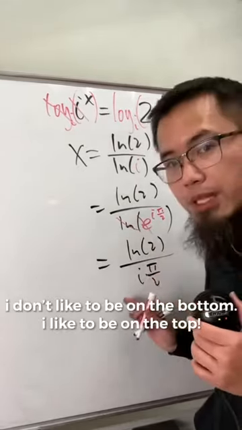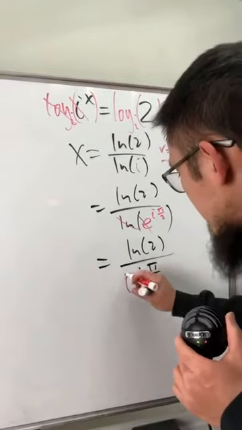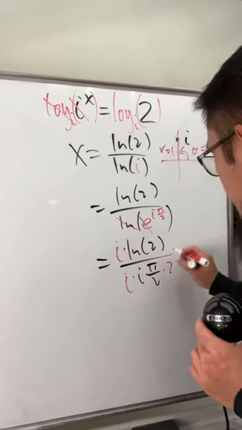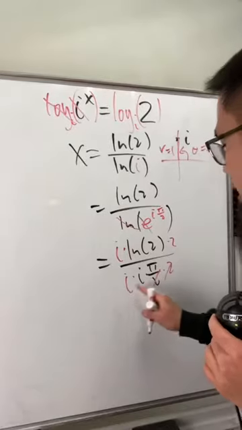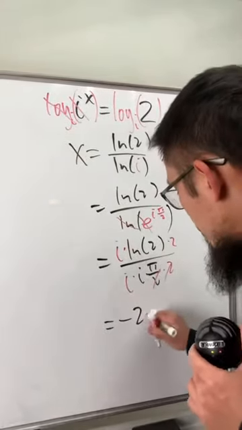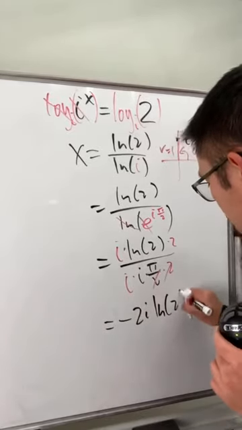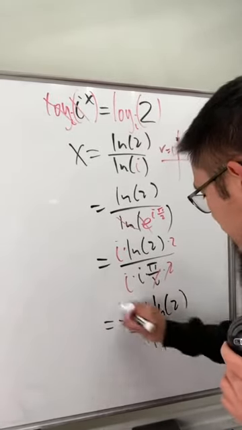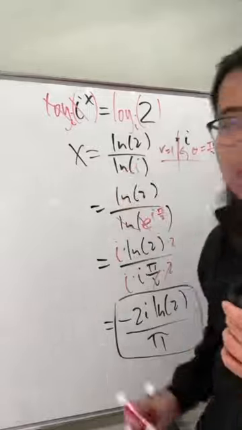But I don't like i to be on the bottom, I want it on the top, so let's multiply the bottom and the top by i, and then let's also multiply the bottom and the top by 2, so you can see that i times i is equal to -1. Put the negative on the top, so altogether we have -2i ln 2 over just pi on the bottom. So this is a solution to this. Very cool, huh?